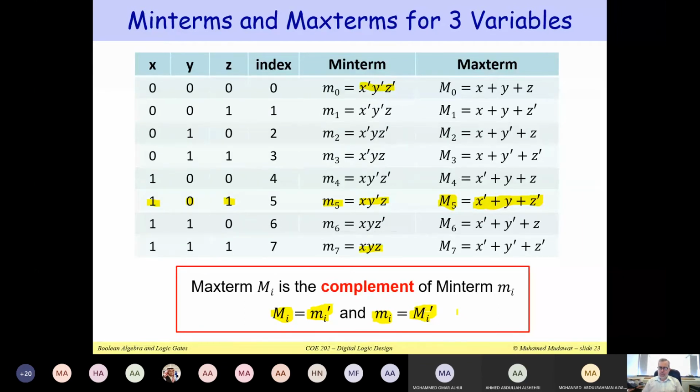And when do we write X? When do we write X prime? And similarly for Y and Y prime and Z prime. So it all depends here on the entry in the truth table, whether X is equal to 1 or 0, the same thing for Y, the same thing for Z. And remember that the max term is always the complement of the minterm and vice versa.